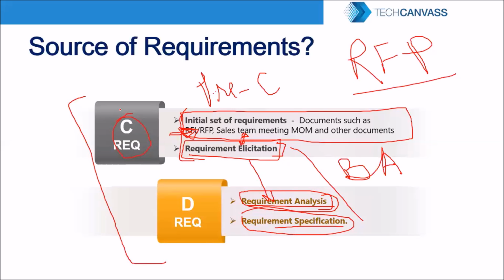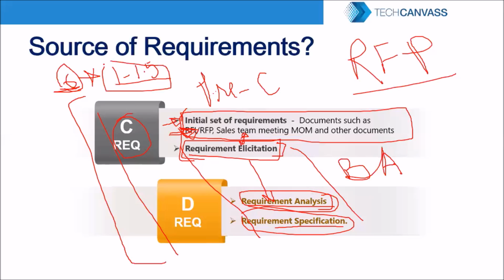So from C to D is a long process. To give you an idea, for a project of 6 months duration, the requirements process, eliminating the part the sales team has already taken, from requirement elicitation to specification might take 1.5 calendar months, which is approximately 20% of your effort. So that's what happens in any of the projects.